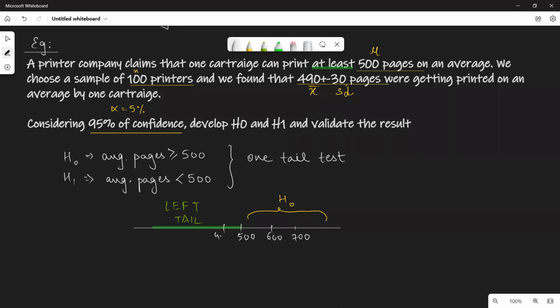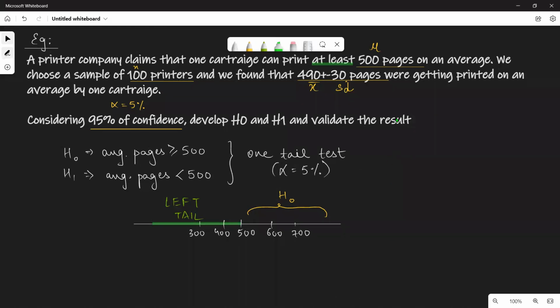In the left side, you will have 400, maybe 300, 200, all those values. Now we have identified that it is a one-tail test. If it is a one-tail test, we will keep alpha as it is. So alpha is equal to 5% only. It is not a two-tailed test, so I will not divide it. I will simply keep alpha as it is.